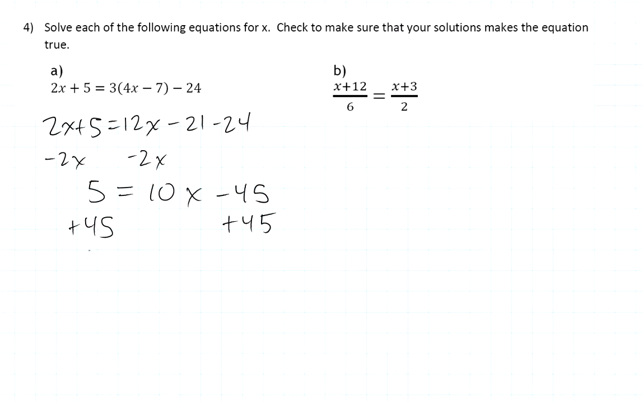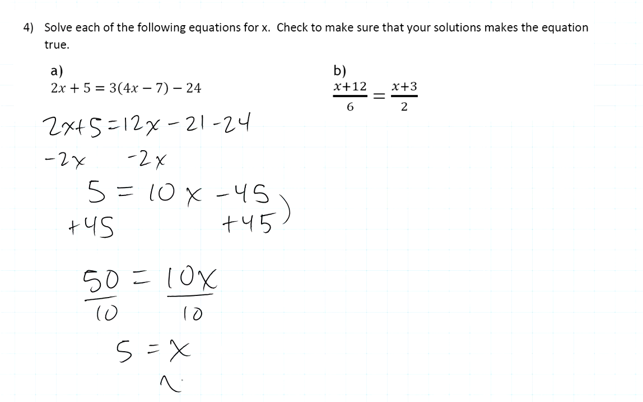So on the left-hand side, 5 plus 45 is 50. And over on the right-hand side, the negative 45 and the 45 will cancel each other out, leaving me with just 10x. And then as a final step, I'm going to divide both sides by 10. So I get that x is equal to 5.